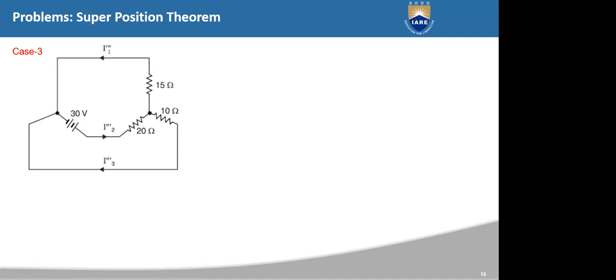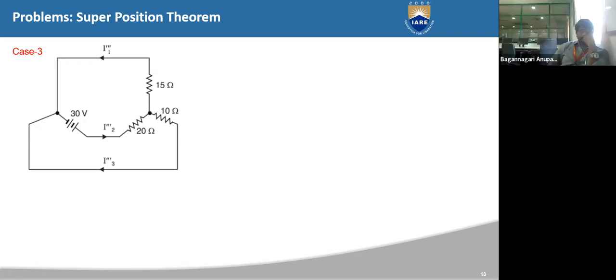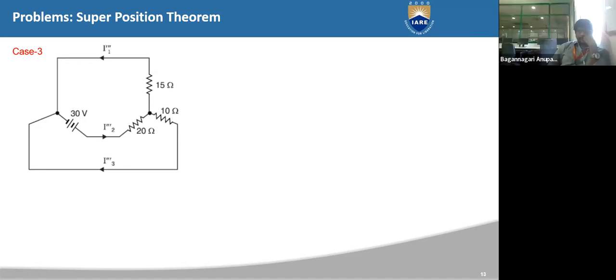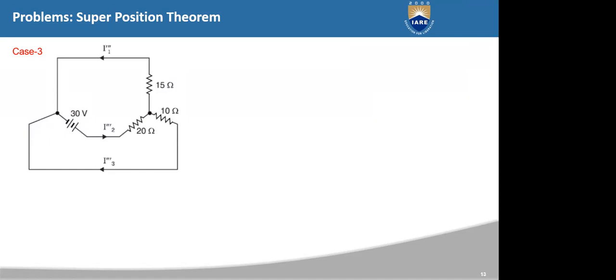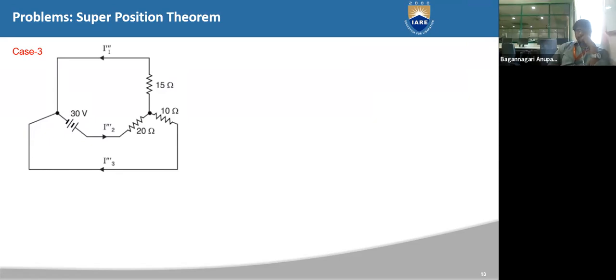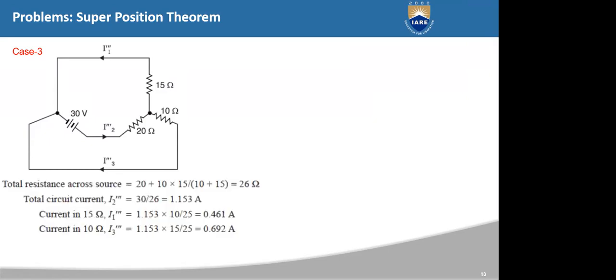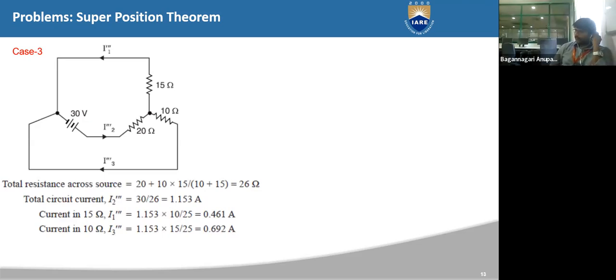Which two are in parallel? 10 and 15 ohms are in parallel, and that is in series with 20 ohms. So the equivalent resistance will be 20 plus 10 parallel with 15. You get 150 by 25, which is 6, so 26 ohms. So what could the total current be? I2 triple dash is equal to 30 by 26. The total current you are going to get is 1.153.